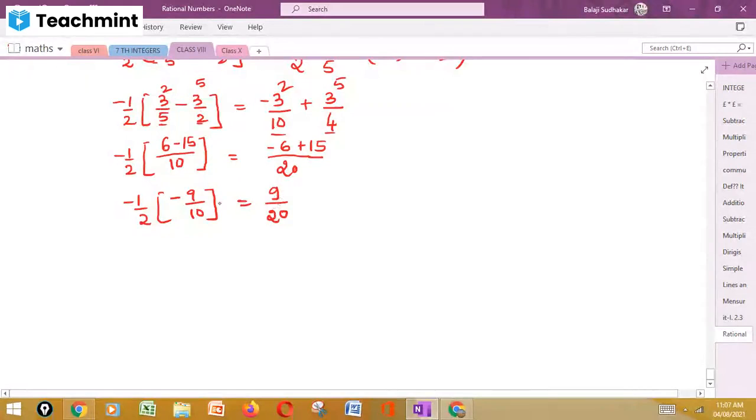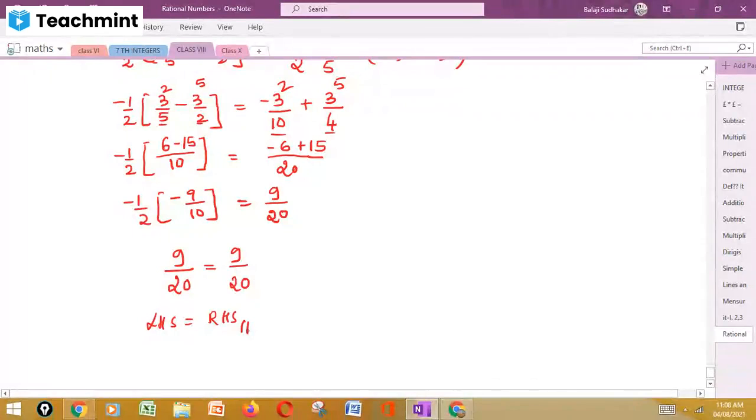Now here minus into minus is plus, 1 into 9 is 9. 2 tens are 20. So 9 by 20. Whether LHS is equal to RHS? Yes, sir. Both LHS and RHS are equal. Understood? Yes, sir.